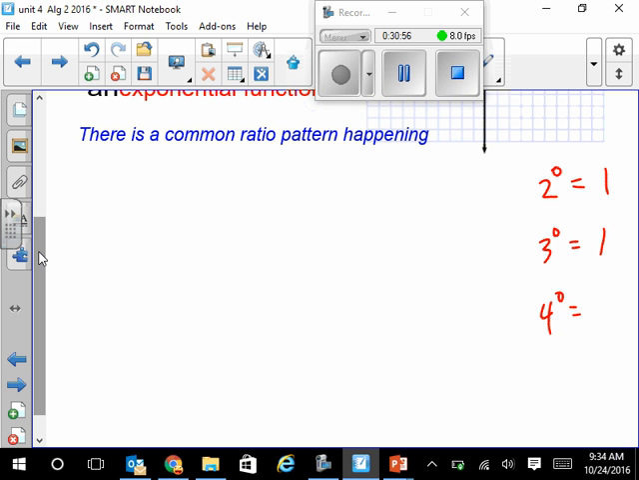Someone out loud, what is 3 to the 3rd power? Can you use a calculator or your brain? 27. 27 is going to be it. Next one in line is 3 to the 2nd power. That one is a 9, but watch this. To get from the 27 to the 9, what you have to do is divide by 3. That's how you get down to the next row. 27 divided by 3 is how you get the 9.